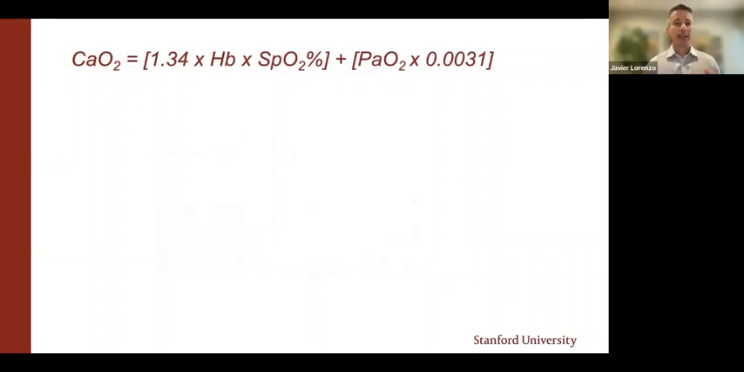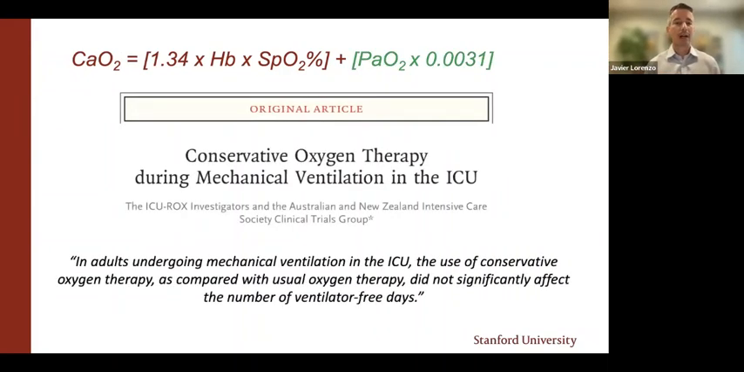All right, so again, this is your definition for your oxygen carrying capacity. Most of your oxygen is bound to hemoglobin. That's the first part of the equation. There is oxygen that's dissolved in plasma. That is the second part of the equation. I would just quickly say that for a lot of clinical trials, this is actually the ICU-ROX trial, which I think was published either last year or the year before that.